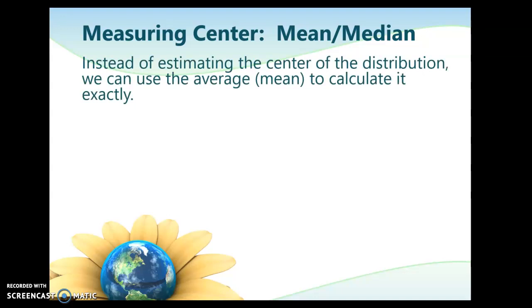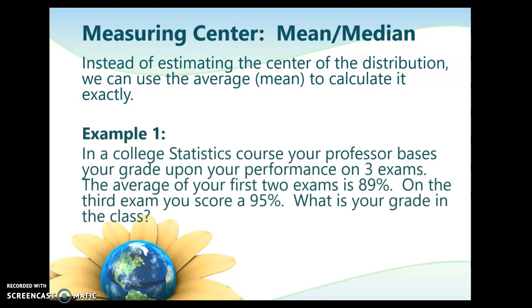So up to this point with lessons 2.1 and 2.2, we've just been estimating that median, that center value. Now we're going to calculate it. So let's say that in a college statistics course, your professor bases your grade upon the performance of 3 exams. The average of your first 2 exams is 89%, and on the 3rd exam, you score a 95%. What's your grade in the class?